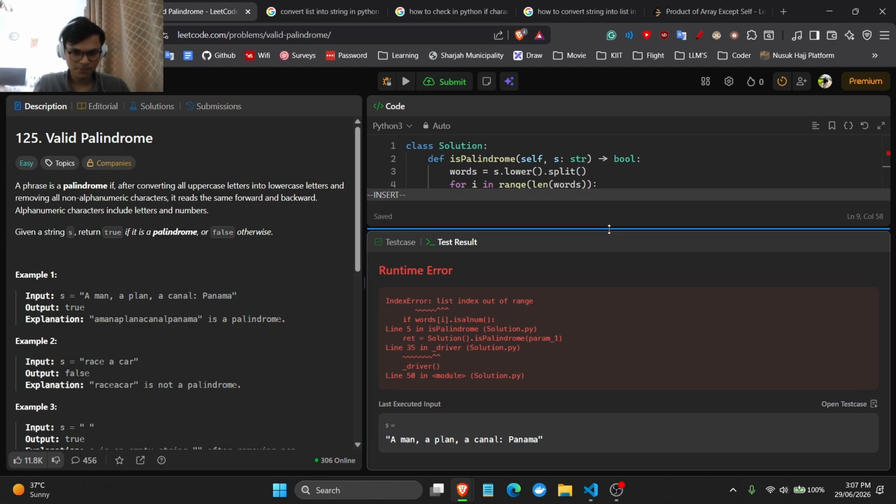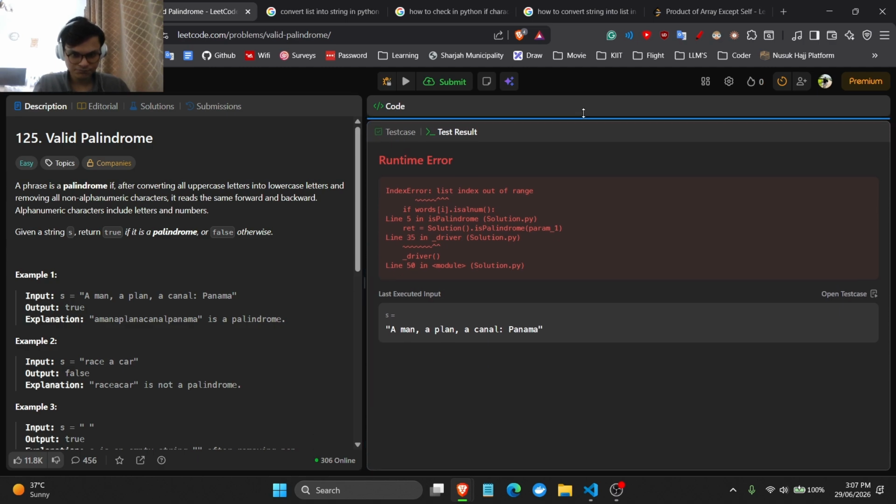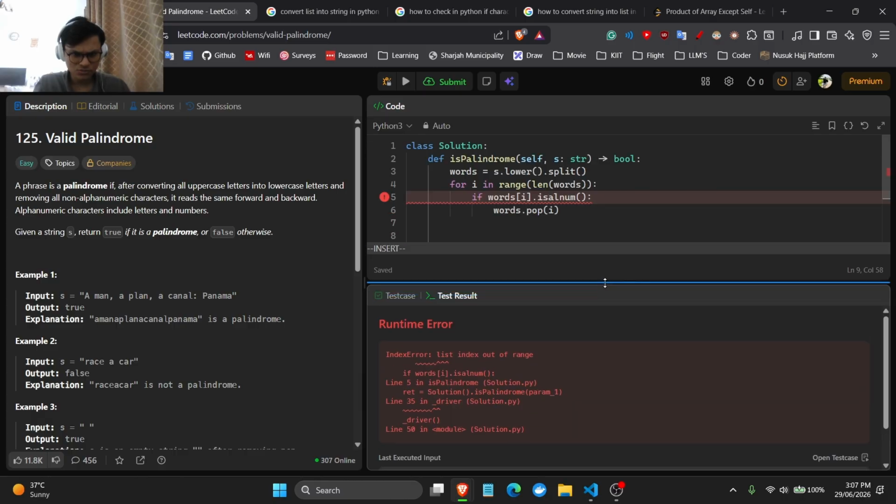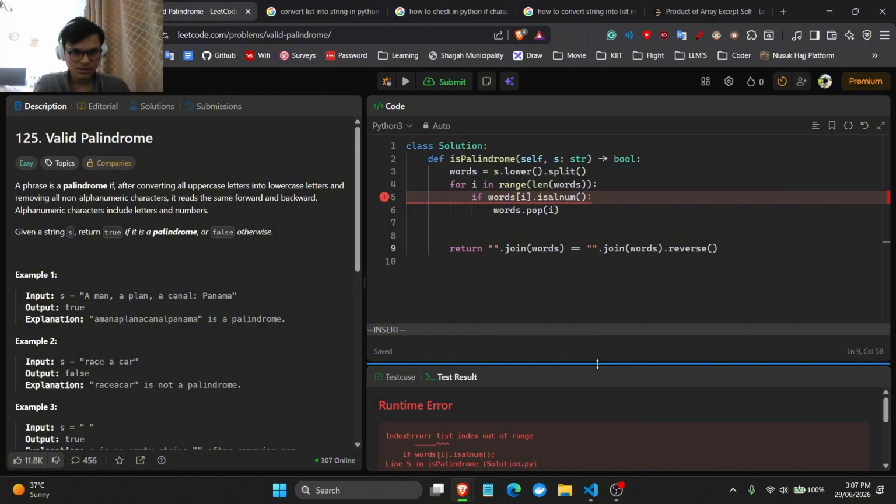Okay, runtime error. List index out of range. What? ये कैसे हो गया?